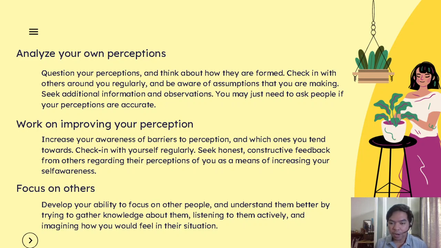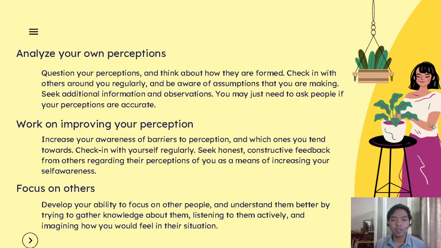So after writing it down, I approach someone and check with them if we have the same interpretation of the topic. If we have the same interpretation, good. Then that means we're on the same page. If we have different or inconsistent interpretations of the topic, then we discuss the inconsistencies. Next is work on improving your perception.